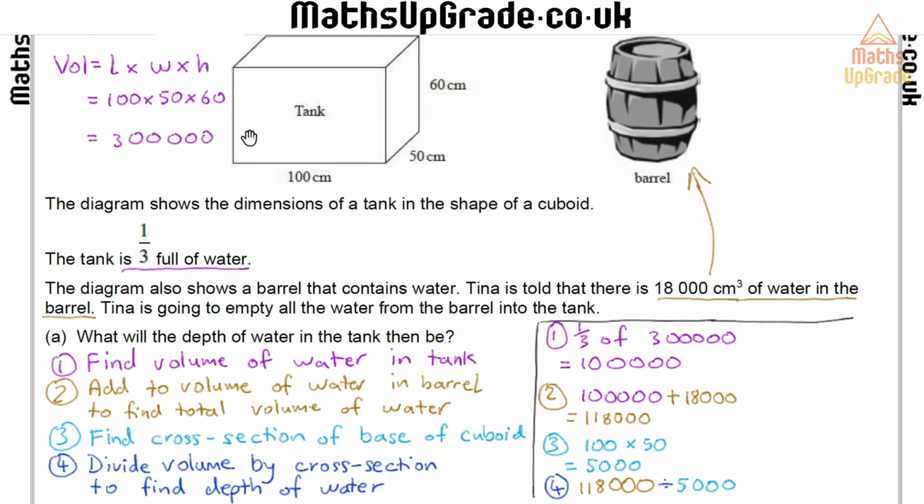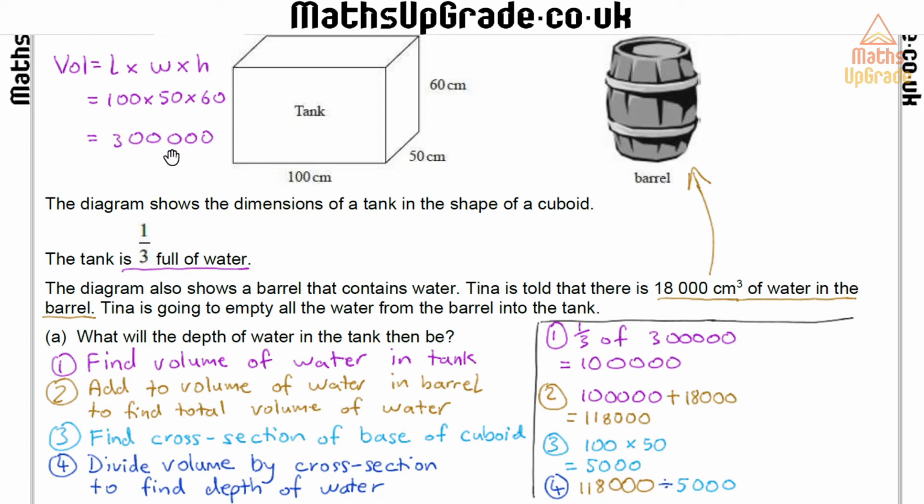So here's the steps I'm going to take. I'm first of all going to find the volume of this tank, the entire volume. Then I'm going to work out how much water is in there by knowing that it's 1/3 full. After that, I'm going to add the water of the barrel into the tank to find the total volume of water now in the tank. I'm going to find the cross section of the base of the cuboid, which is a rectangle. And then I'm going to divide the volume by the cross section to find the depth of water.